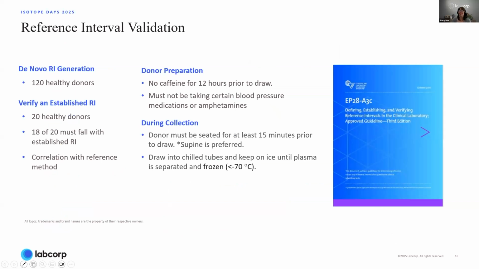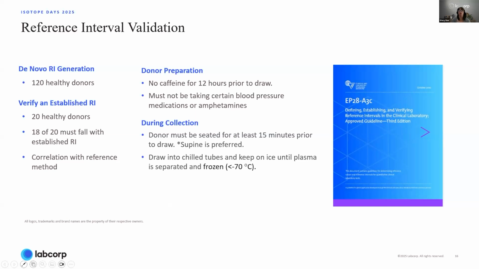So all the stability talk and the difficulty of collecting under those kinds of conditions, we were looking at how we wanted to do a reference interval validation. CLSI EP28 says that we can do it 2 ways. The first way is de novo reference interval generation, in which you have to have 120 healthy donors. And then the other way is that you can verify an already established reference interval. In that one, you only need 20 healthy donors.